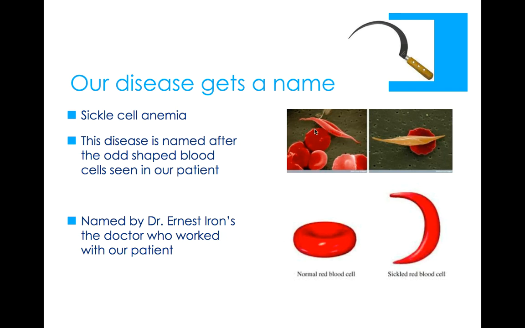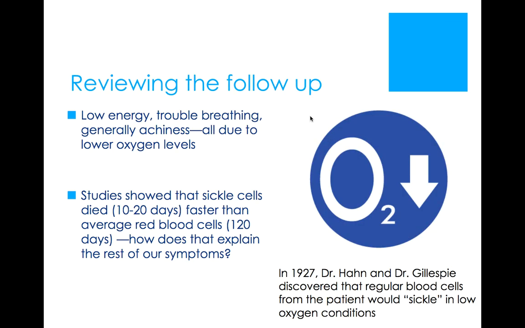So you can see this is what a normal blood cell should look like. This is our sickle cell. As you can see, that is not round, and it can get stuck in the blood vessels. All right, so he had low energy, trouble breathing, general achiness. These can all be attributed to his lower oxygen levels. So those blood cells that are misshapen, we don't know if they're carrying oxygen as well at this point. We do know they're getting stuck through our little model, though. So we know he's not getting enough oxygen potentially to his cells.